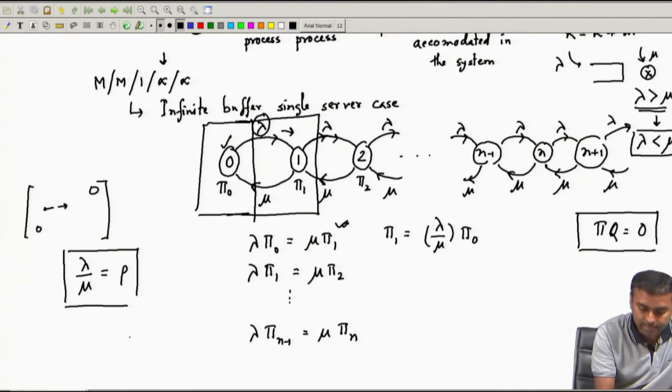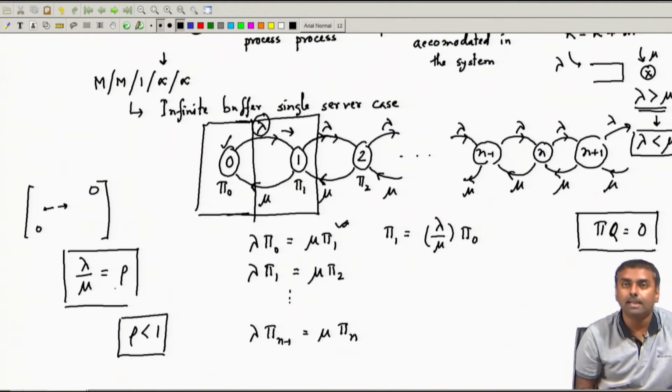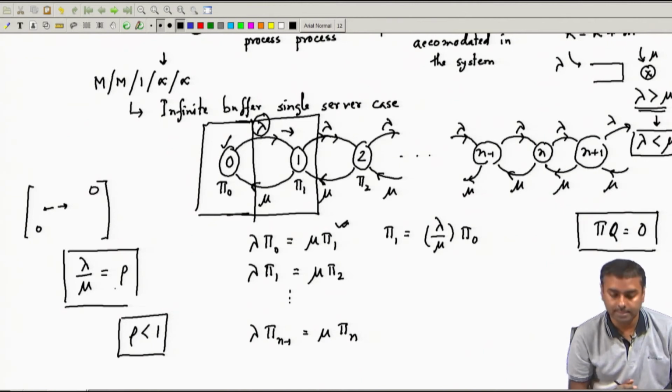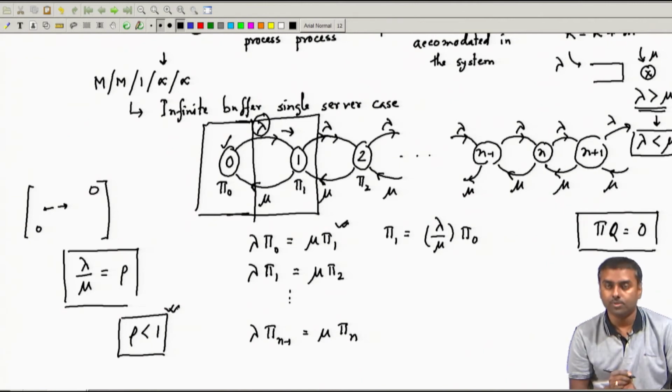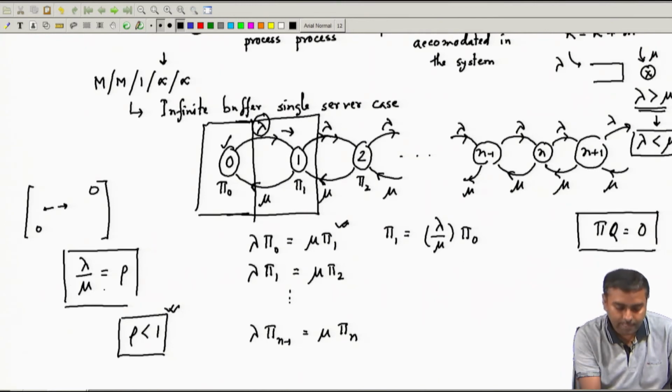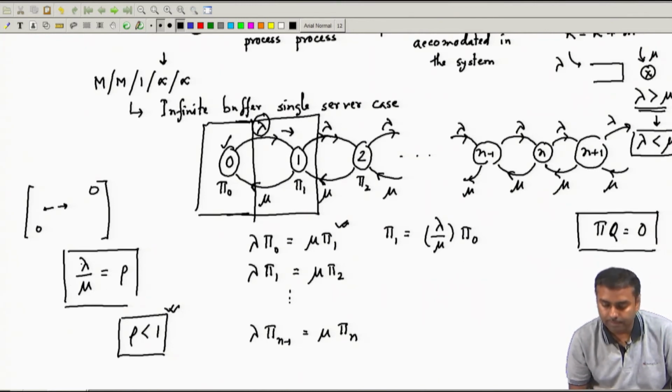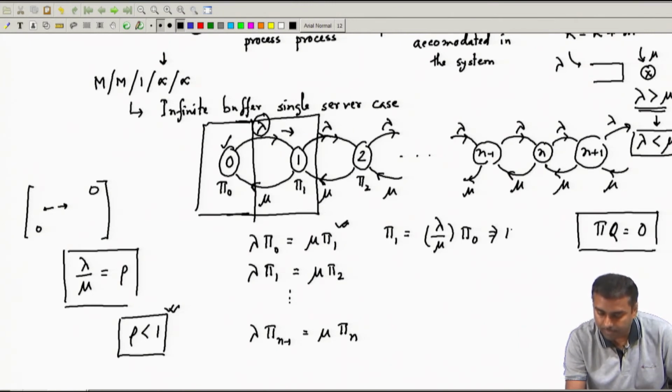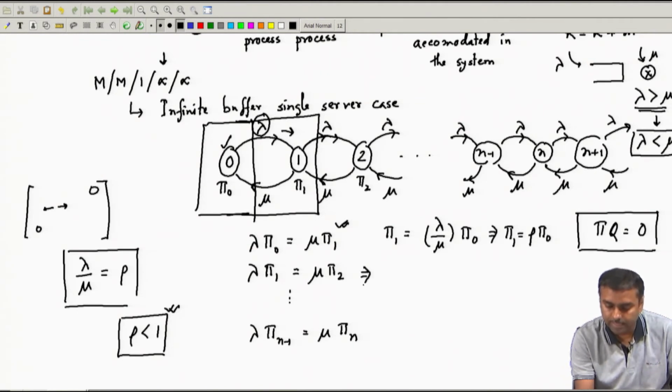What does that mean? This condition, rho less than 1, must always be satisfied, because lambda is less than mu, and therefore lambda by mu must be less than 1. So this condition has to be true. Over here, if I replace lambda by mu with this definition, I can write pi 1 equals rho into pi 0. Similarly, from here what do we get? Pi 2 equals rho into pi 1. Now I can replace this definition of pi 1, so basically it becomes rho squared pi 0. Similarly, it continues.